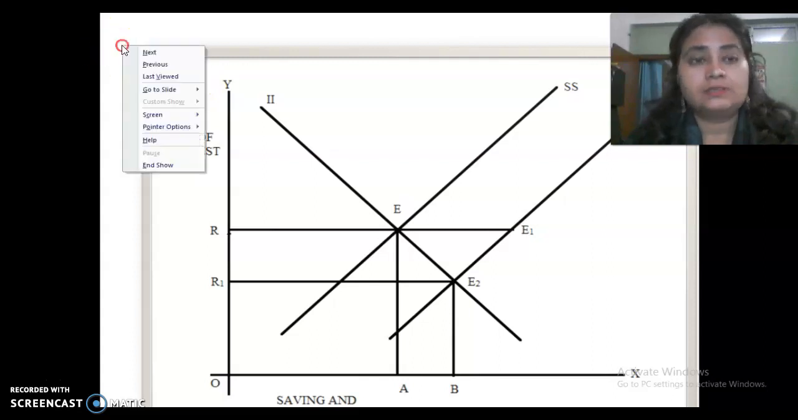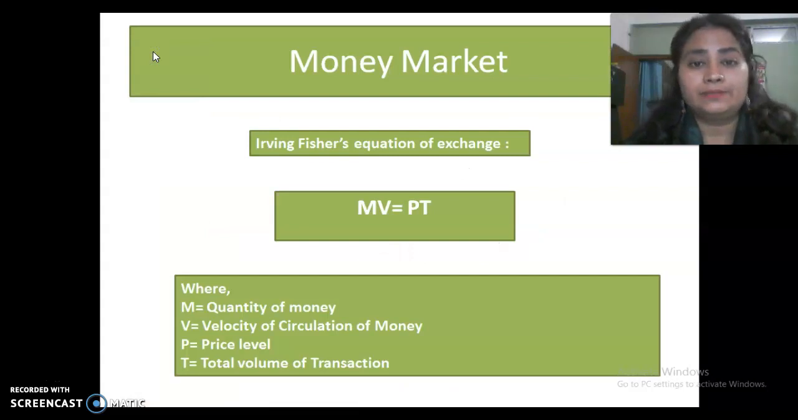Now let us discuss this in the money market. So what happens in the money market? Here, money is used only as a medium of exchange. There is no other role of money except as a medium of exchange.